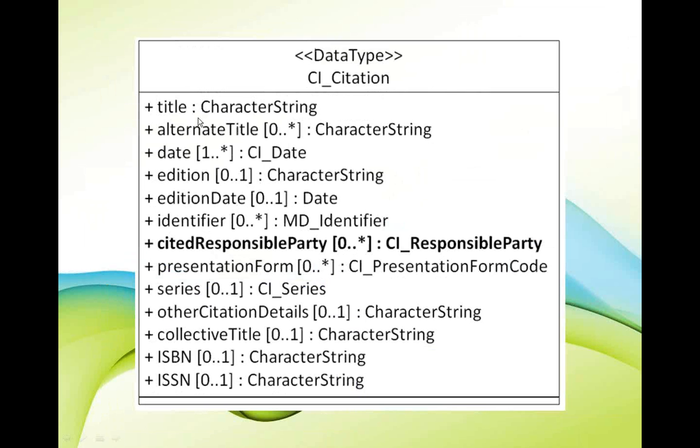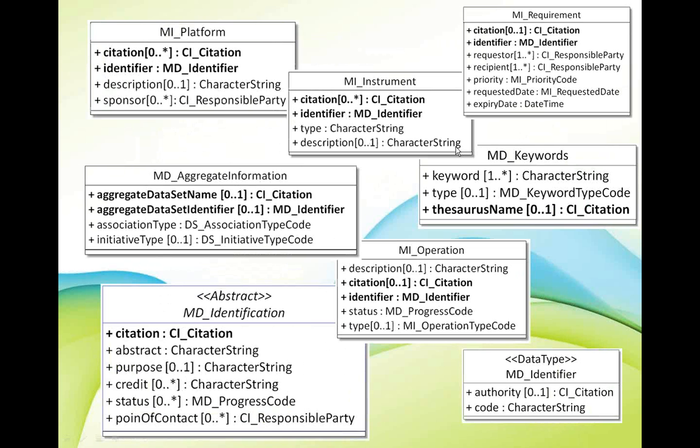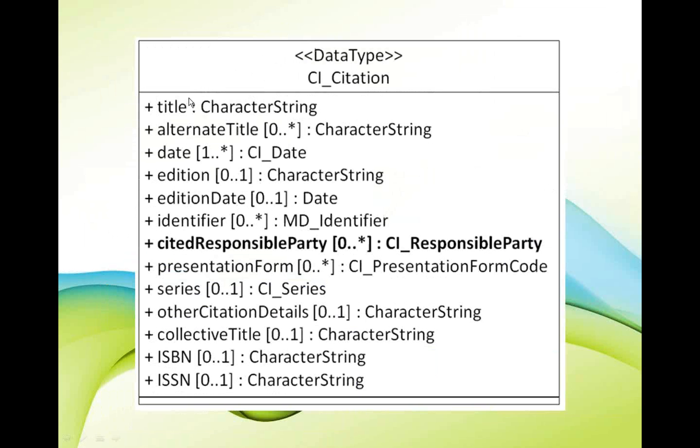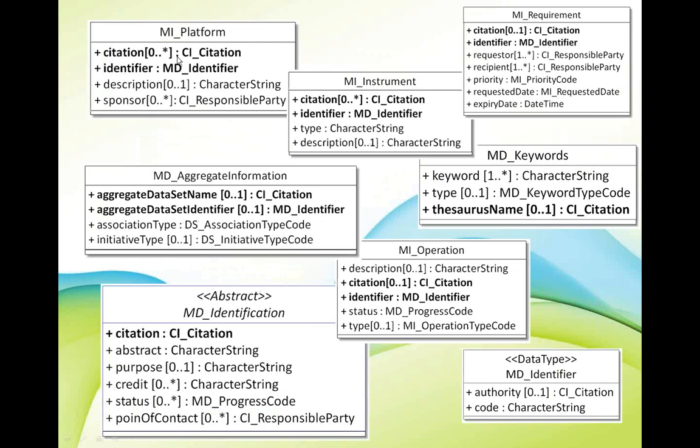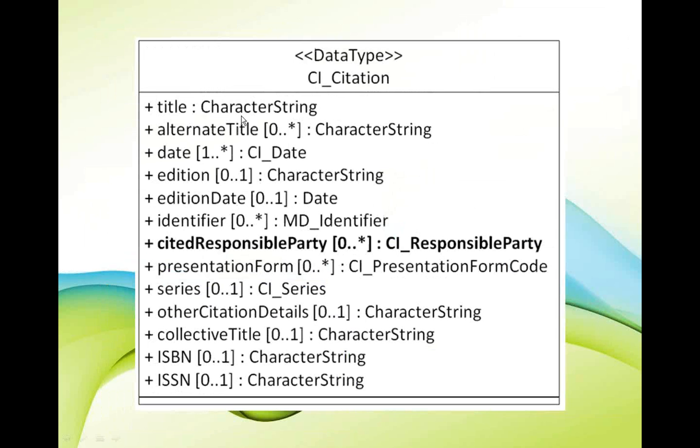This is the CI citation, and you notice in all citations, again, from here, citation, just imagine this opening up, CI citation, then I need all of this information from CI citation to go in right here. And then I go to identifier and description and sponsor.